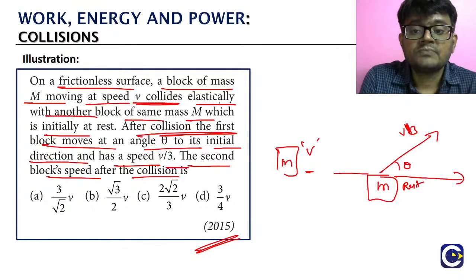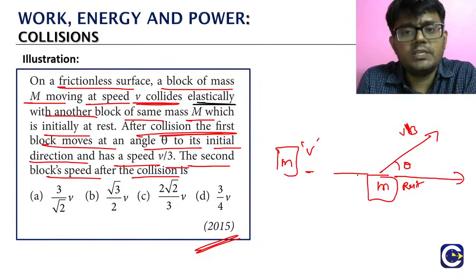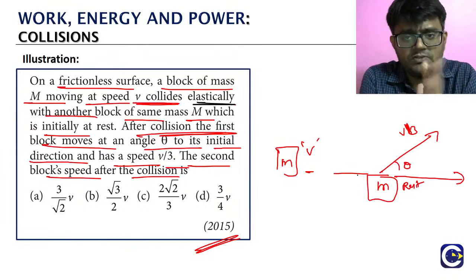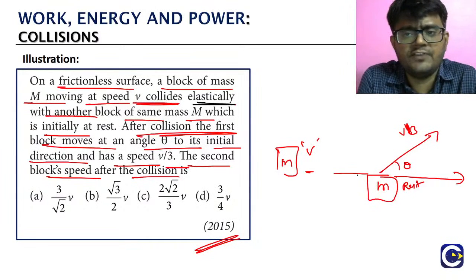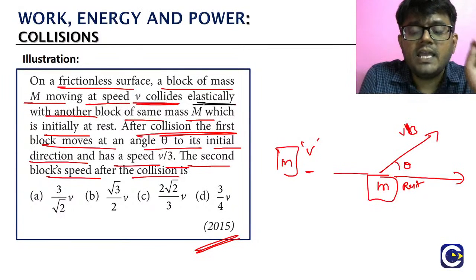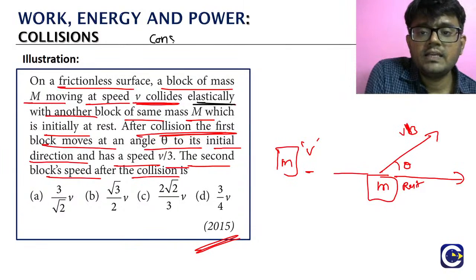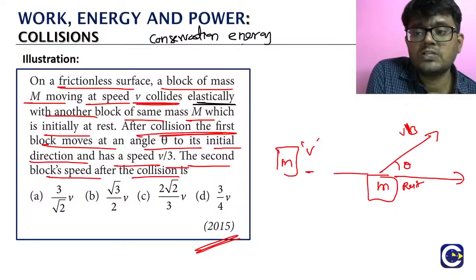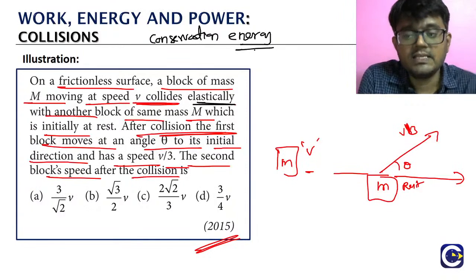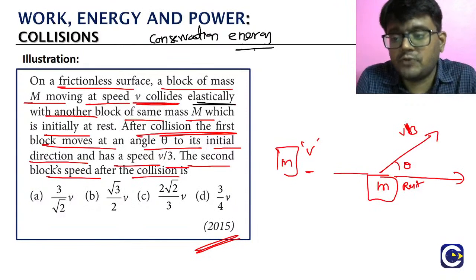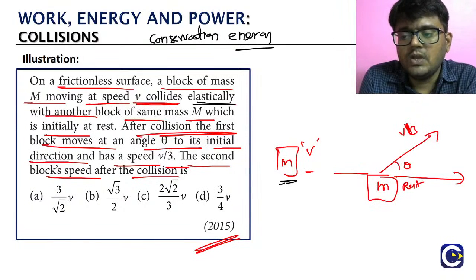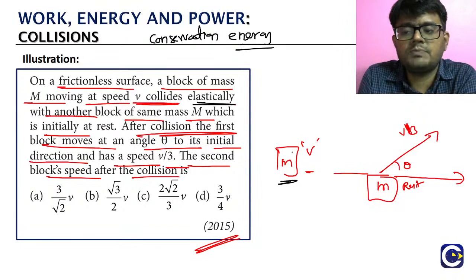Look here, this is an oblique collision, because after the collision they are moving in different directions. But it is an elastic oblique collision. Elastic means we can apply another principle, conservation of energy, or rather the kinetic energy of the particles before the collision. Before the collision, only this one object is moving.